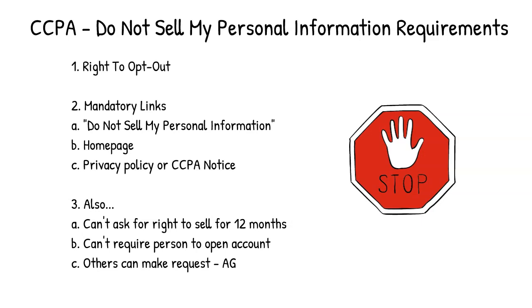Now, there are some weird little add-ons to the CCPA mandatory link requirements. So let's just talk about those real quick. And this is section 3 down there. So if somebody exercises their right to opt out, you cannot contact them for another 12 months asking them to opt back in. So basically, if on August 1st, 2019, I submit a request to you saying, hey, do not sell my personal information, you have to wait till August 1st, 2020 to contact me and say, hey, would you reconsider your decision?